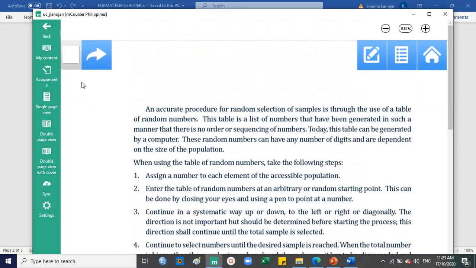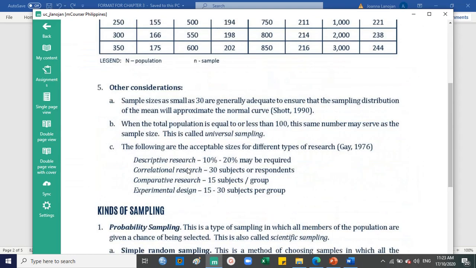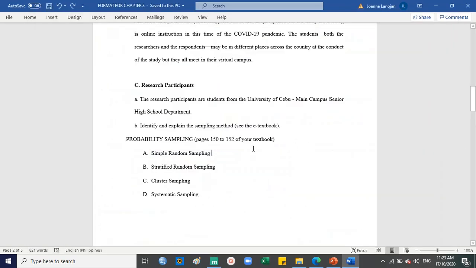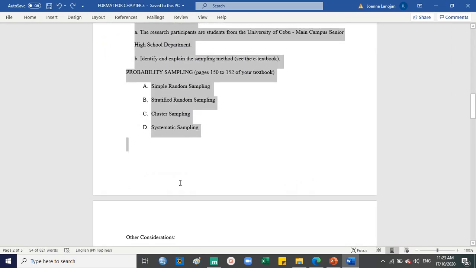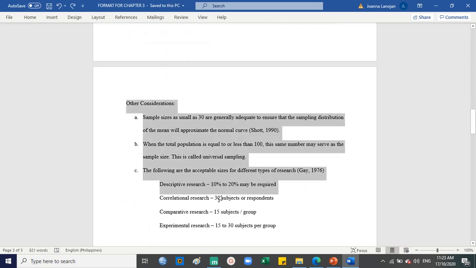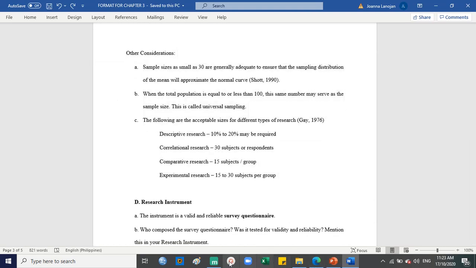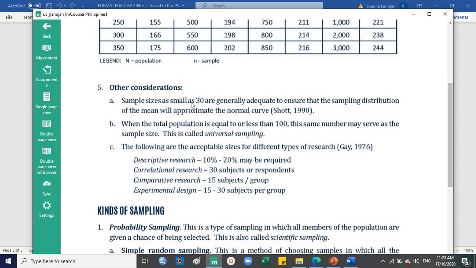Others are asking, Miss, how many participants are we going to survey for practical research 2? You can use other considerations. Sample sizes as small as 30 are generally adequate to ensure that the sampling distribution of the mean will approximate the normal curve, Shott, 1990. So, Miss, even as small as 30? Yes, that's correct. When the total population is equal to or less than 100, this same number may serve as the sample size. This is called universal sampling.